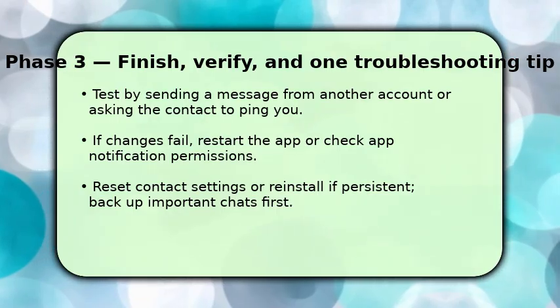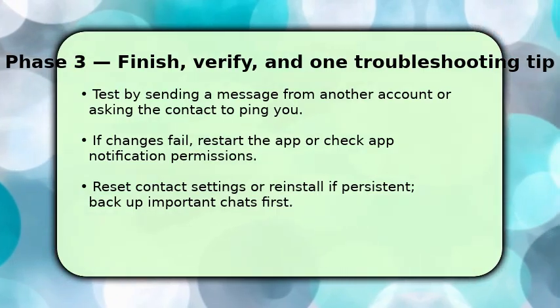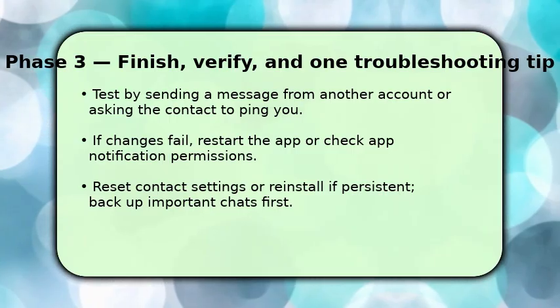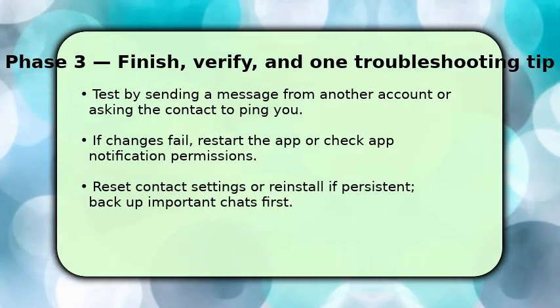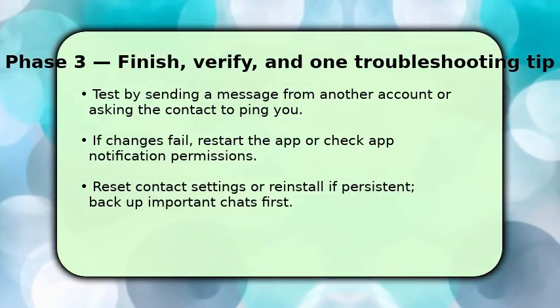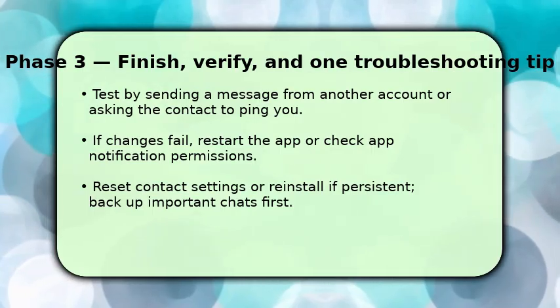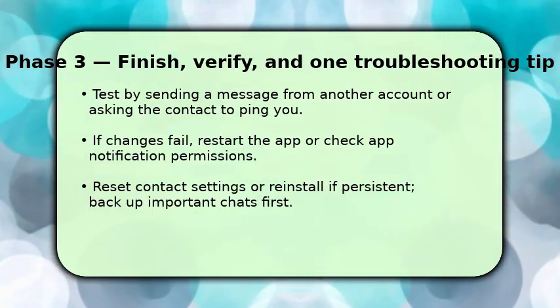then restart the app. Once done, if the issue persists, reset that contact's notification settings or reinstall the app. Just backup chats first. Remember, small permission blocks often cause the problem, so check those first.